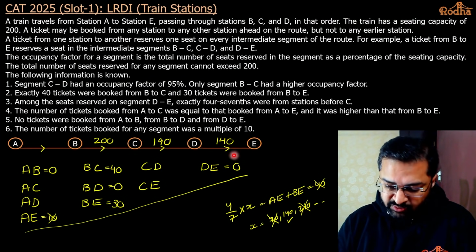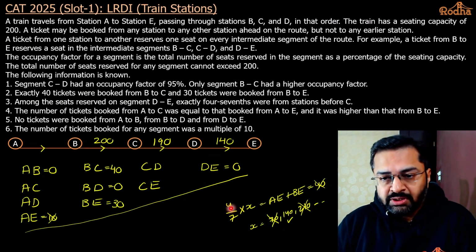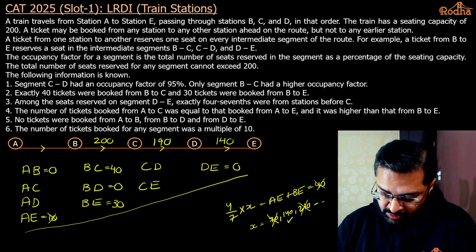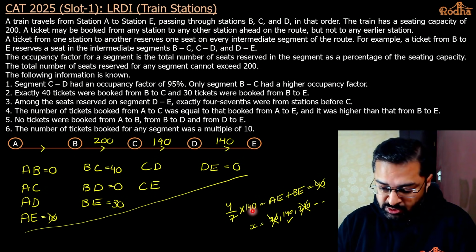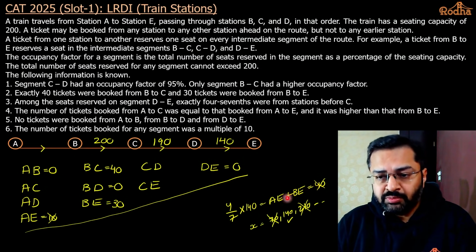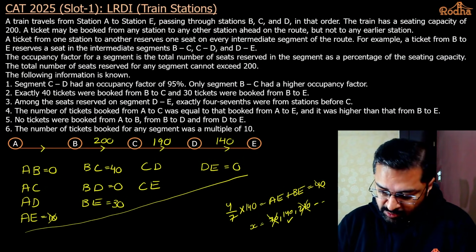If this is 140, now when you're calculating 4/7 of X, this becomes 140. You don't have to write all this, it's just for understanding. So this is like that. Now how much would this become? This would be equal to 80 now. So this becomes 80, and this 80 is good here.